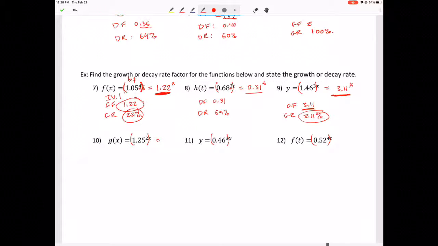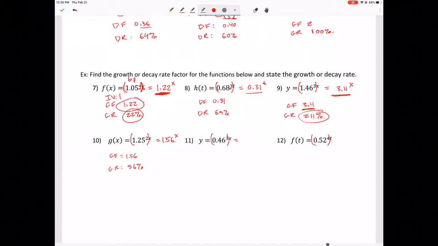Next one, this is also growth. You can find that it's growth even before you square it, because if you multiply something that's greater than 1 by itself, it's still going to be greater than 1. So here we got 1.56 to the x. So our growth factor is 1.56, and the growth rate is going to be 56%.